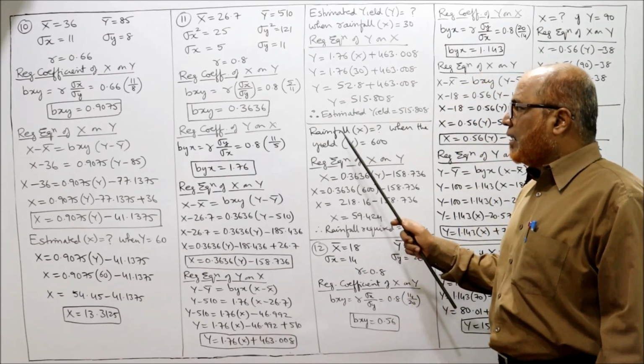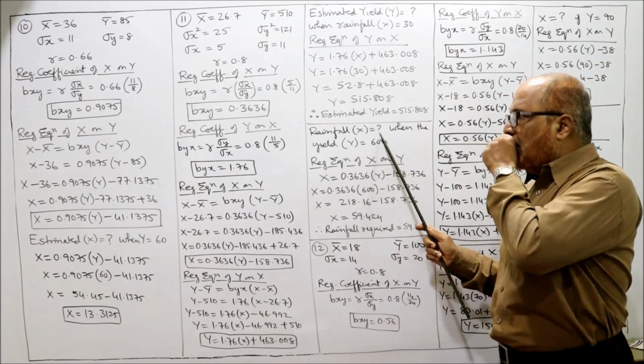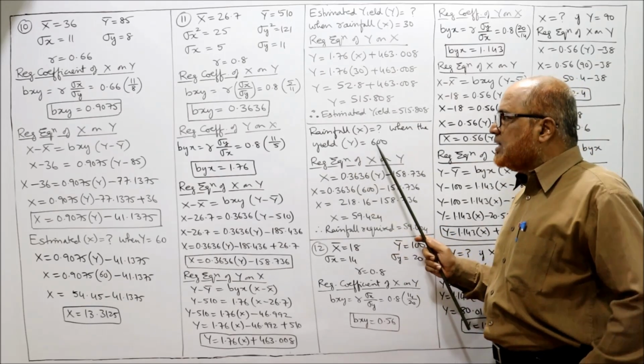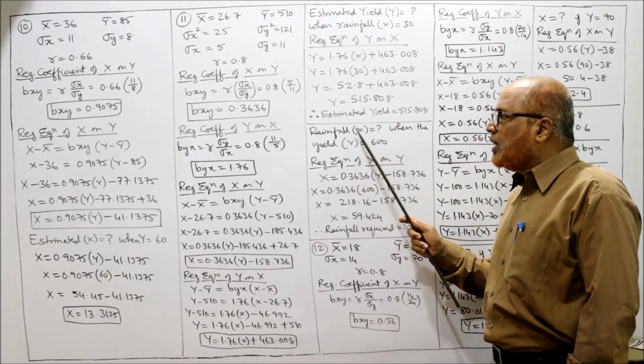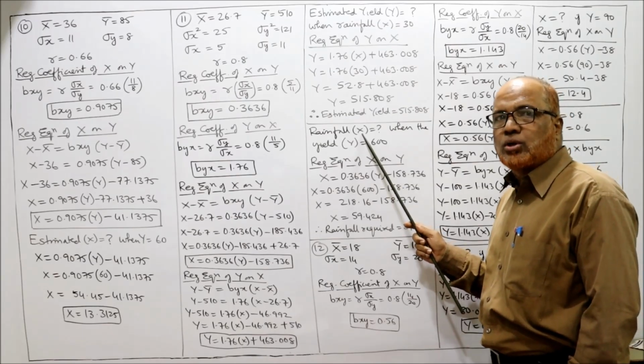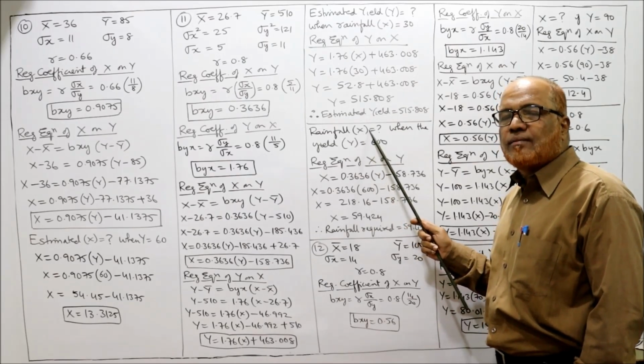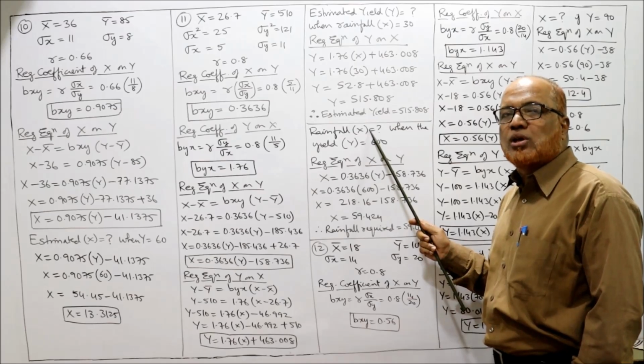Last bit. Rainfall X is equal to how much? When yield Y is 600, rainfall X, we have to find out. So to find out X, we apply regression equation X on Y.